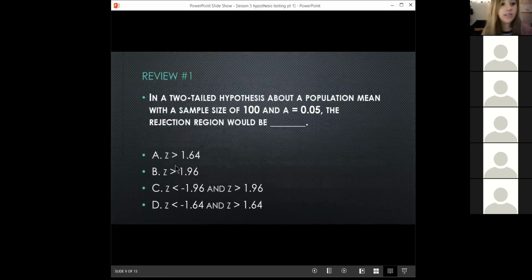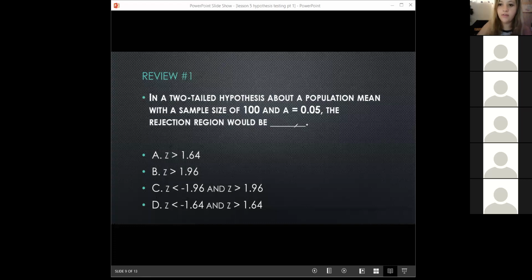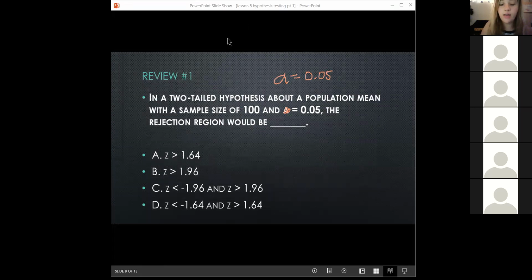Ooh, review questions. Here we go. All right, so let's go through these. Okay, so in a two-tailed hypothesis about a population mean with a sample size of 100, and alpha equals 0.05, the rejection region would be where? A lot of people thought this was tricky last semester, so I'll see what you guys think. Go ahead and try to work this one out. Let me know what you think, and we will go over it.